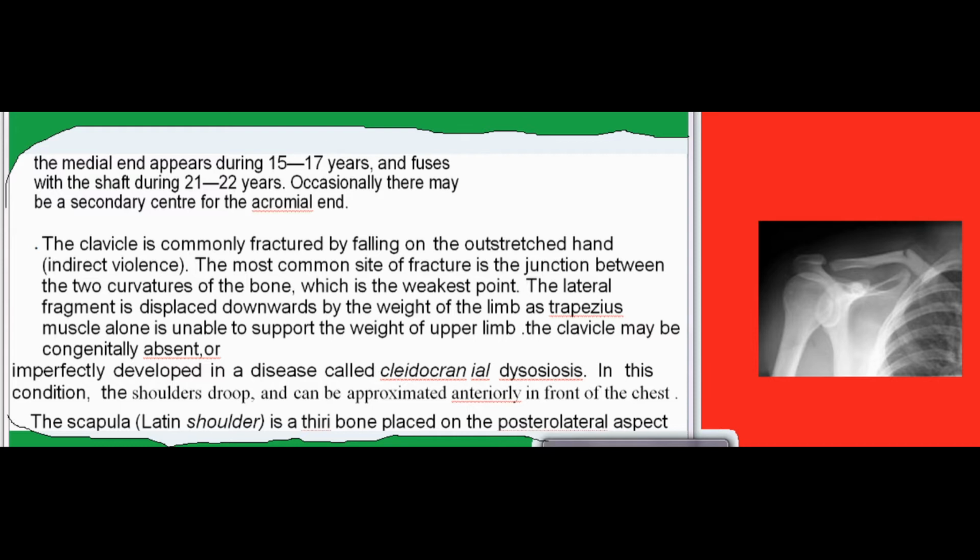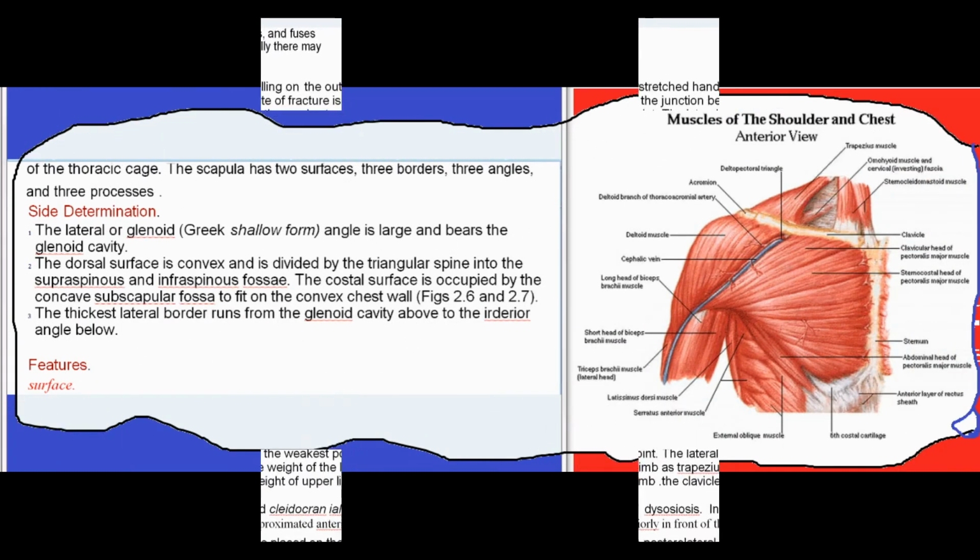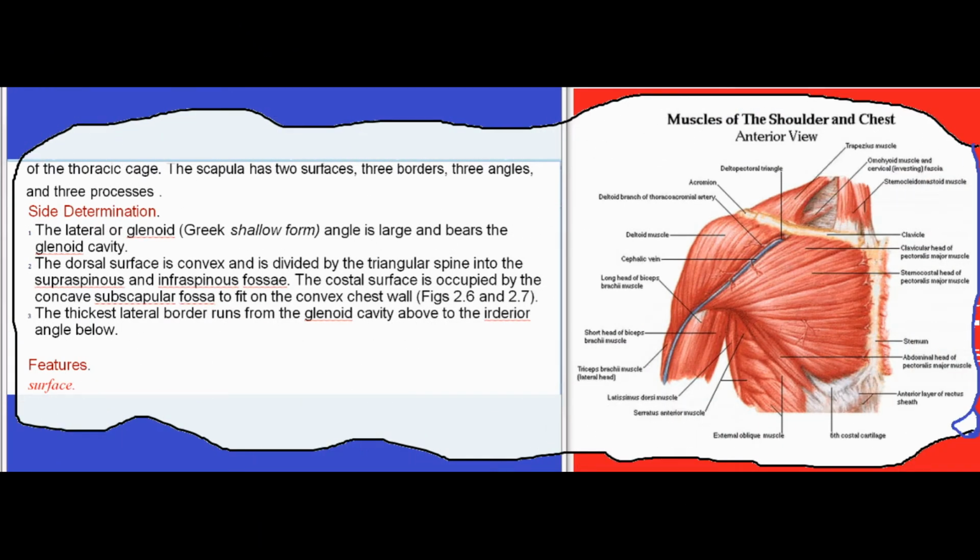The scapula, Latin for shoulder, is a flat bone placed on the posterolateral aspect of the thoracic cage. The scapula has 2 surfaces, 3 borders, 3 angles, and 3 processes. Side determination. 1. The lateral or glenoid, Greek for shallow, angle is large and bears the glenoid cavity.